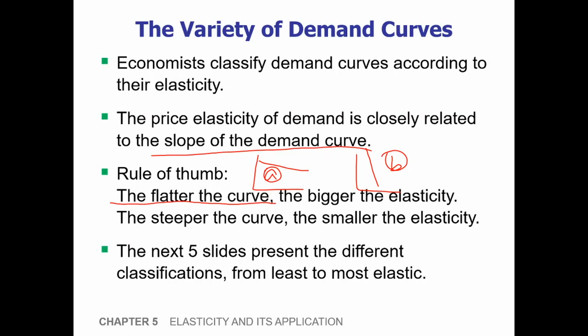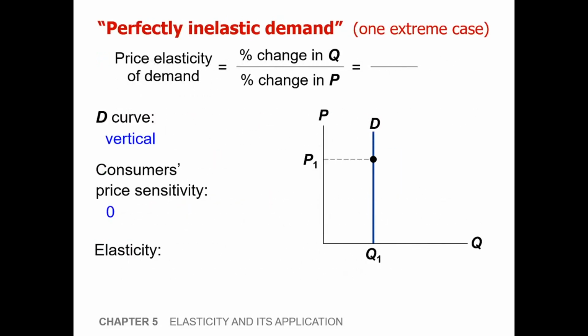So let's see. Here we are talking about an extreme case. Extreme case means that this is not normal. It's a very unusual case. But in economics, we study all types of cases: the unusual ones, the extreme ones, the normal ones, every kind. So here we have perfectly inelastic demand.